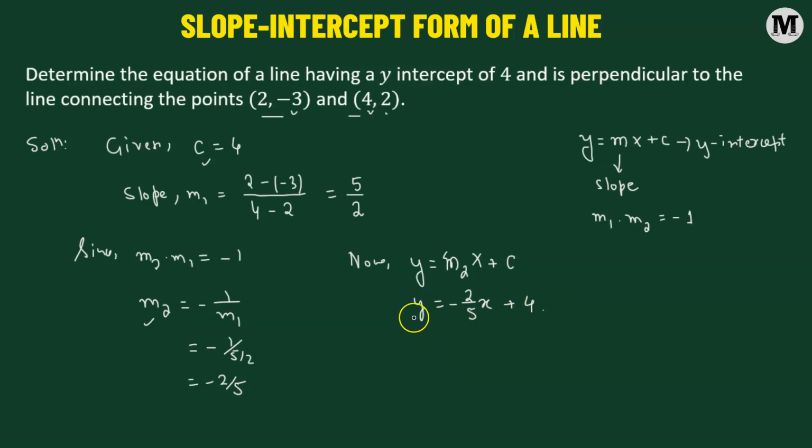And if we want to simplify it, we can rewrite this equation. Let's multiply throughout by 5. So we have 5y = -2x + 20, or 2x + 5y = 20. So this is the equation of the line which has a y-intercept of 4 units and is perpendicular to the line connecting (2, -3) and (4, 2).